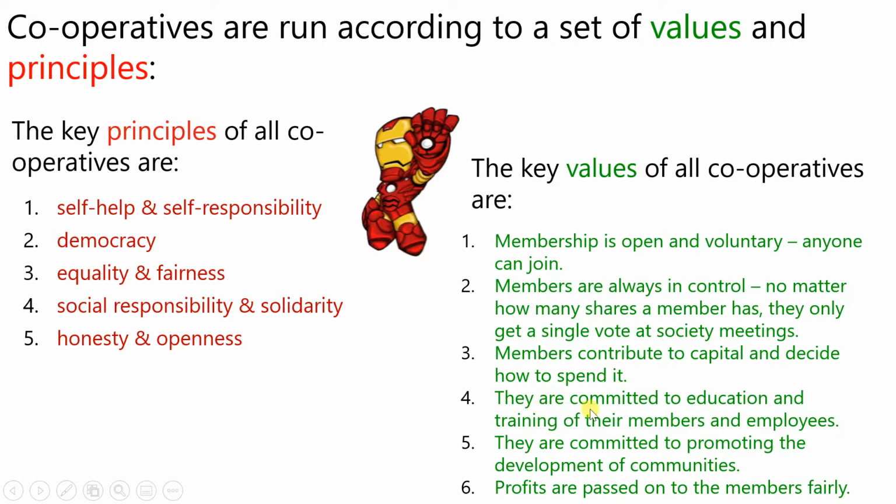Number 4, they are committed to education and training of their members and employees. You can be an employee in a cooperative, but that doesn't mean you're a member. Being a member means that you've actually put money into it and you therefore have an ownership of the cooperative. Number 5, they are committed to promoting the development of communities. Number 6, profits are passed on to the members fairly.